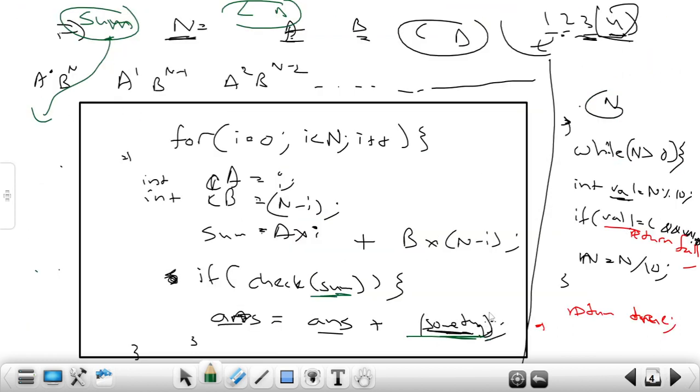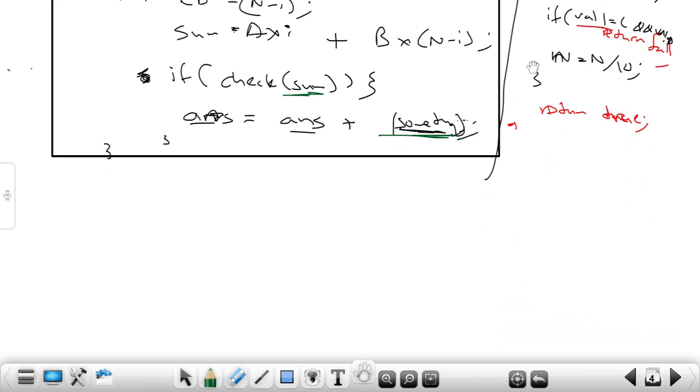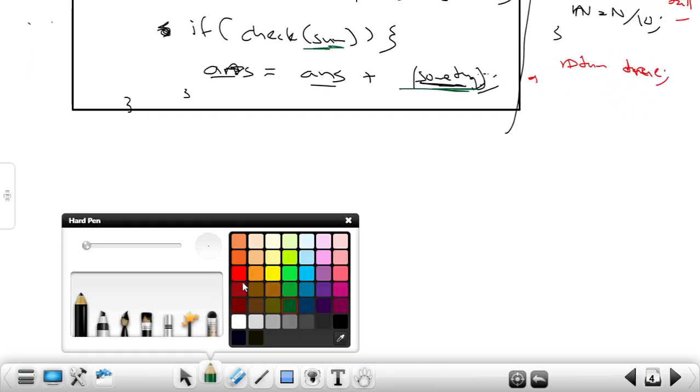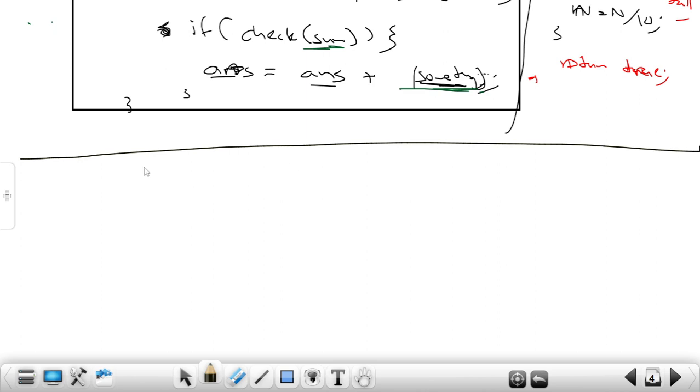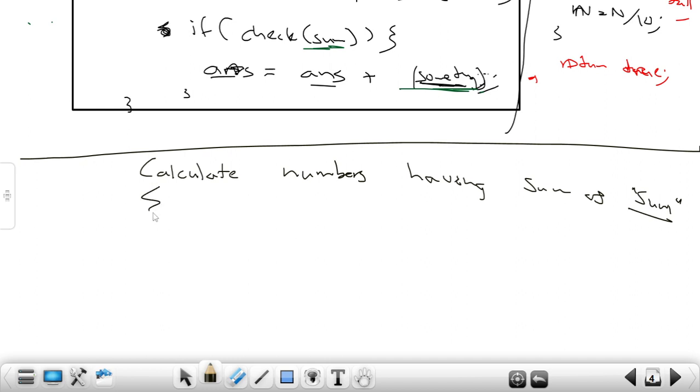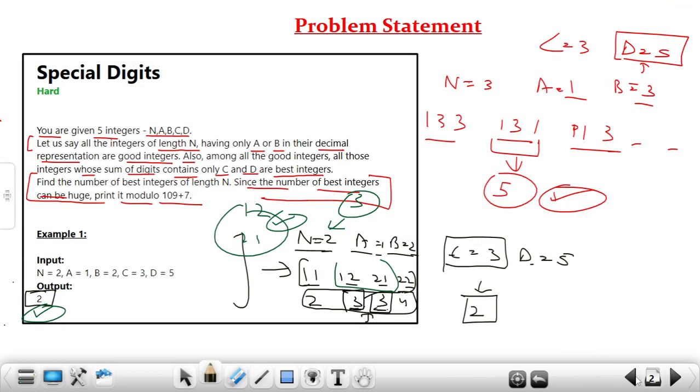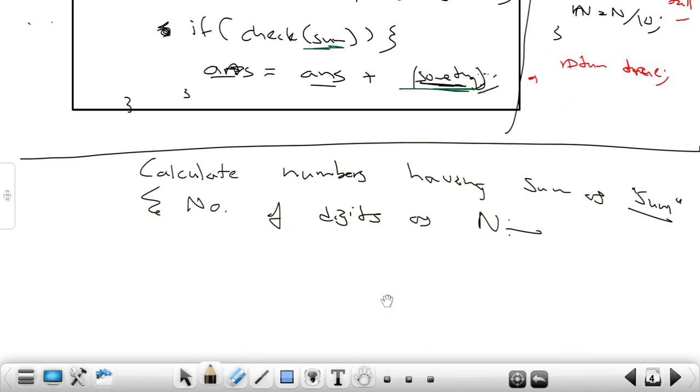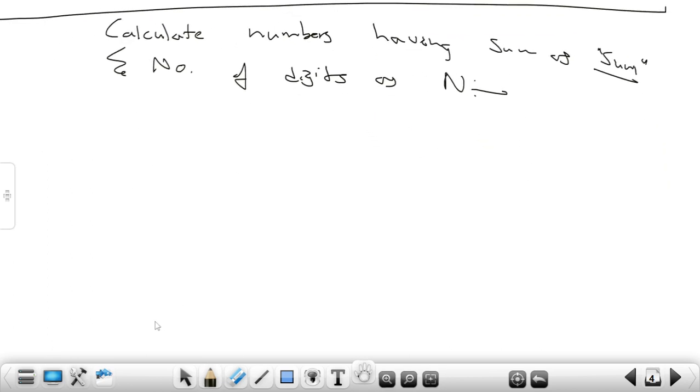So here again I need to calculate how many numbers there are which have sum as 3. How to calculate it? Now my task is to calculate numbers having sum as the sum value. Sum is my variable. And the number of digits is also limited, so the number of digits is n. This is what we have to do, because even the question says that we have to find all the best integers of length n.